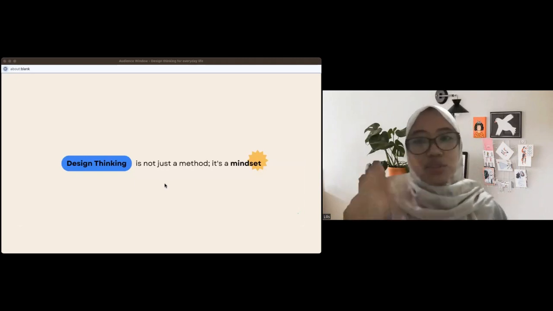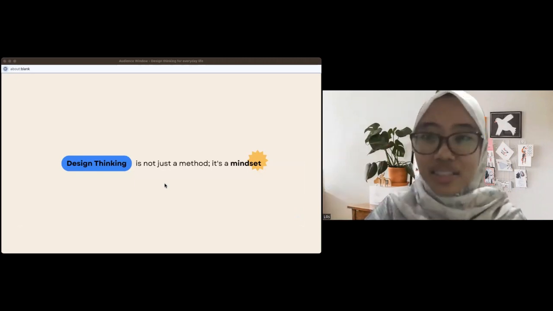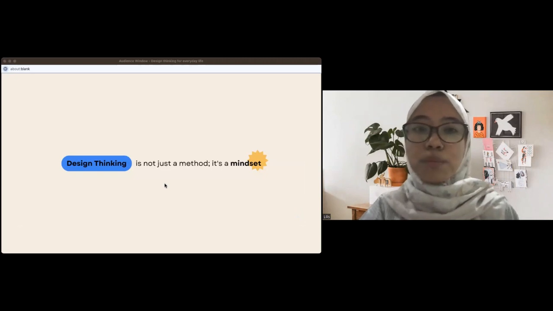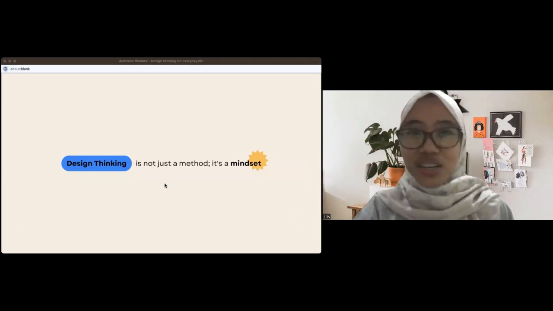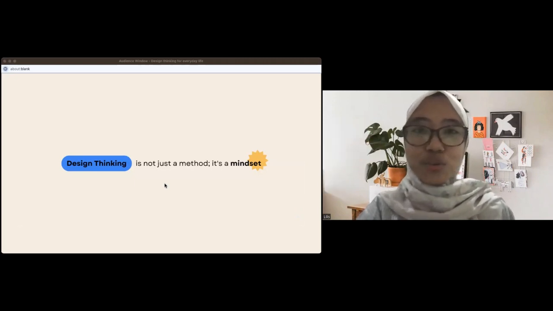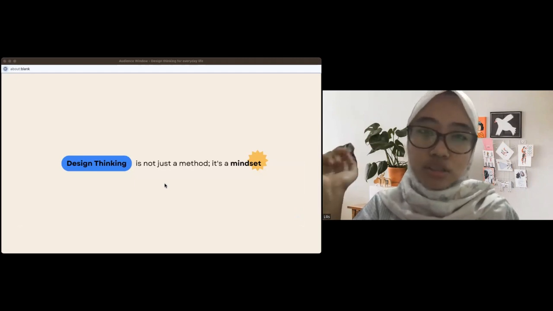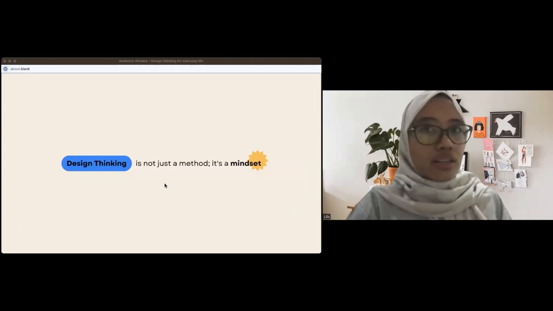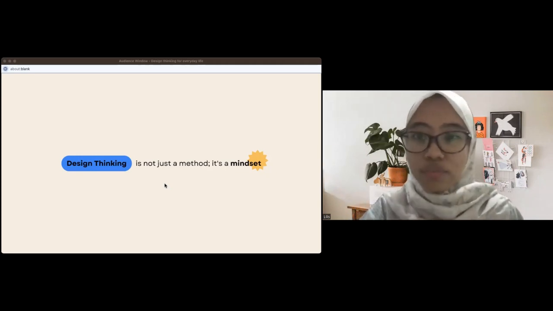So after all, design thinking is not just about a method, right? It is a mindset that empowers us to transform problems into solutions, and frustration into innovations. And you can implement this method not only for your work, but also in your financial problem, relationship problem, and every aspect of your life.